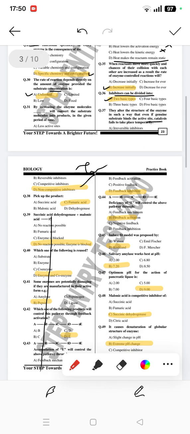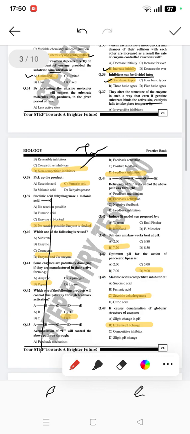Pick up the product. This means formic acid is a product. How? Because when two hydrogens react and combine to form succinic acid, and that reaction is catalyzed by succinic acid dehydrogenase enzyme, the product becomes formic acid. Succinic acid dehydrogenase plus malonic acid means no reaction could succeed, because the enzyme gets blocked by this reaction.